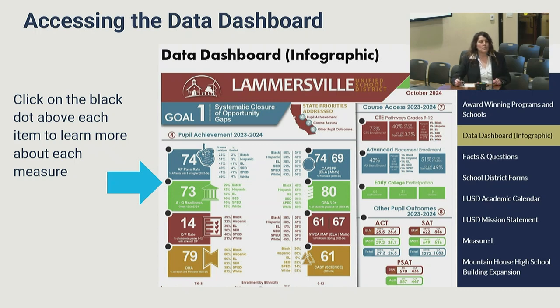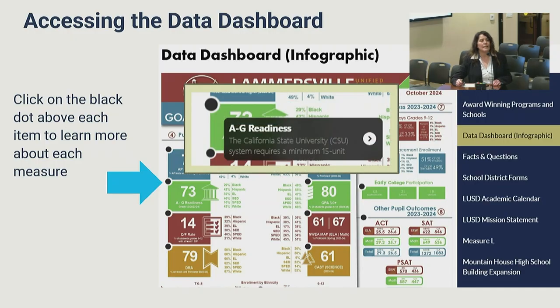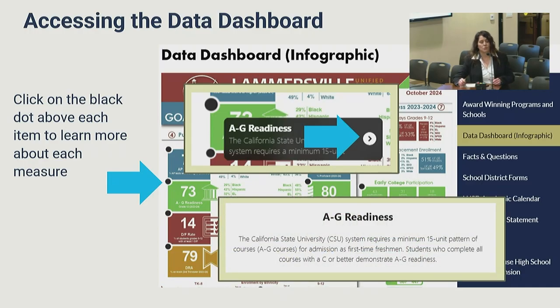So for anyone who wants information on each of the metrics, there's a black dot next to each metric. You can click on that. It will take you to a screen that, if there's not enough information or it's not large enough, you can click on this following arrow. It'll take you to a larger screen to explain each of those metrics.